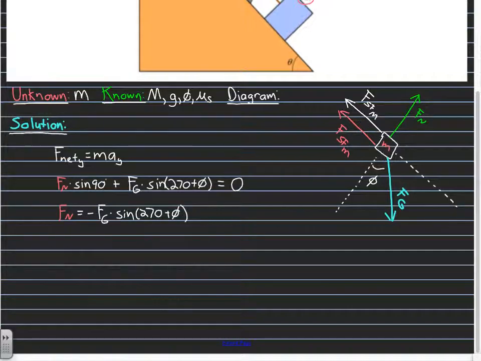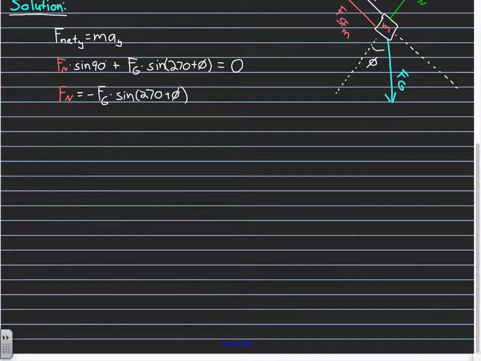All right, from here, we can open it up one step further, and we can say that the normal force is equal to negative, the force of gravity of the smaller box, which is little m times g, times the sine of 270 degrees plus theta. Now it's important to note, if you look at the free body diagram, that the force of gravity is coming from the smaller box, obviously. So that's why for the force of gravity, we use lowercase m. So there we have it. We've solved for the normal force.